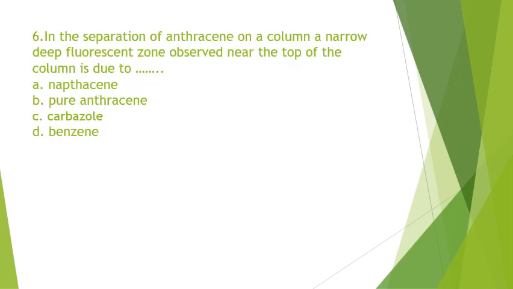MCQ number 6. In the separation of anthracene on a column, a narrow deep fluorescent zone observed near the top of the column is due to: option A, naphthacene; option B, pure anthracene; option C, carbazole; option D, benzene. And our correct answer is option C, carbazole. The narrow deep fluorescent zone near the top of the column is due to carbazole.